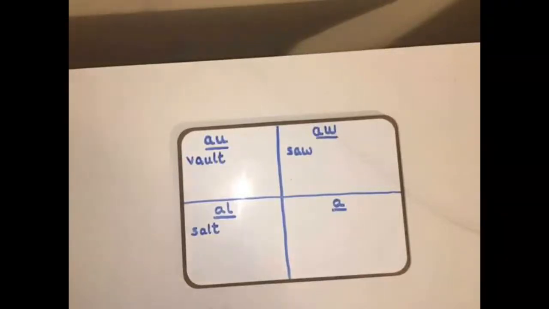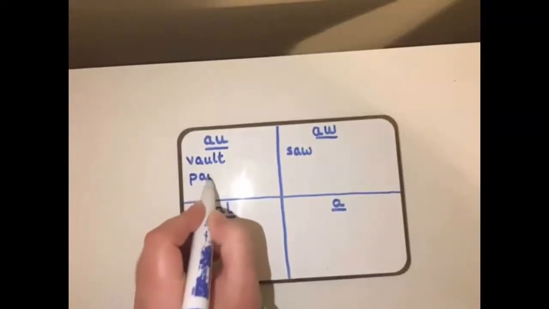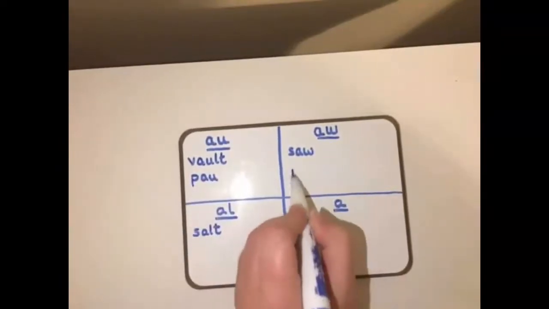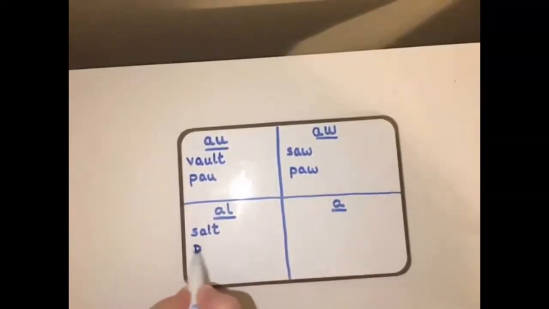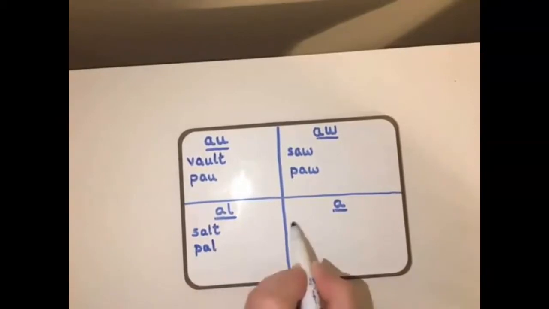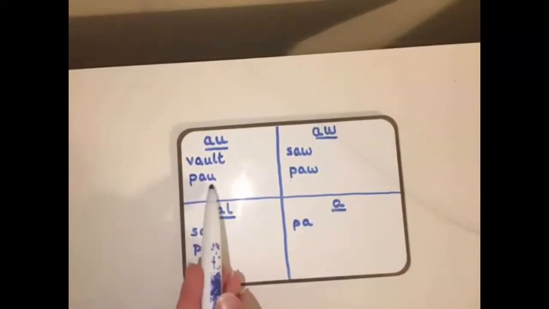All right, so let's try it in each box just to see what it would look like. Paw. Paw. Paw. And paw. Well, let's see. This is not correct.